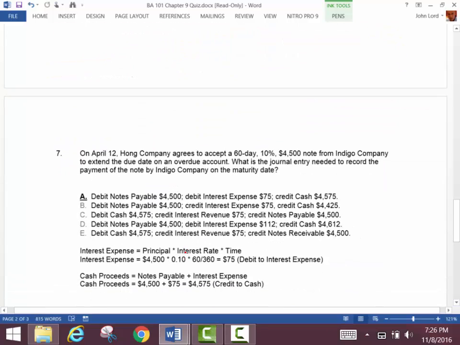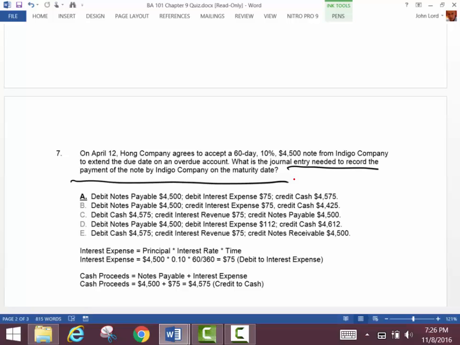You come over. You take a look at this one, and what is the journal entry needed to record the payment of the note on the maturity date? Okay, so what happens? It was a 60-day note that they signed on April 3rd, so it's a 60-day note, so they have to pay it in 60 days. Can you calculate the interest on this? Why did they go 60 over 360? Huh? Why is it 60 over 360?